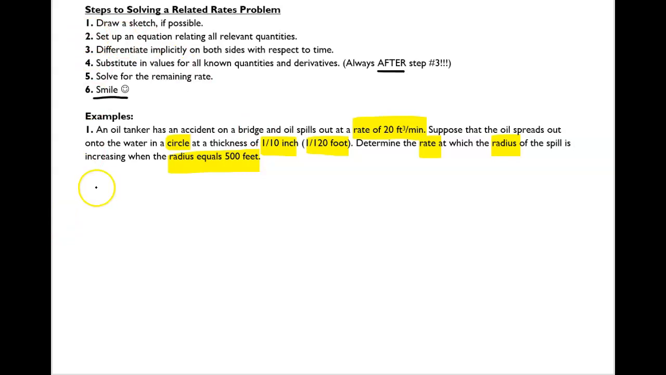So in number 1, we're going to draw a sketch. Now, it tells me that it's a circle with a thickness. That really means it's a squashed cylinder. So I've got a circle here with some thickness, so just like a cylinder essentially.